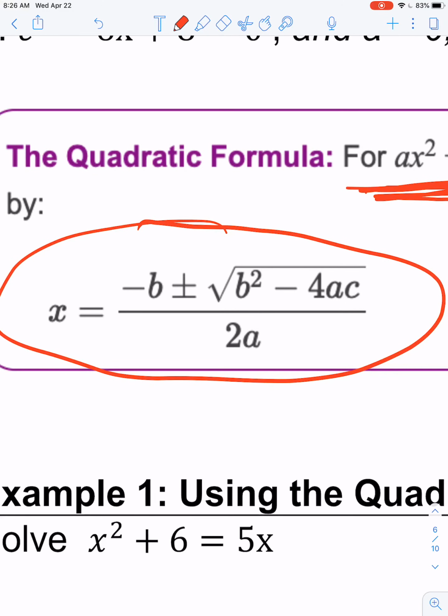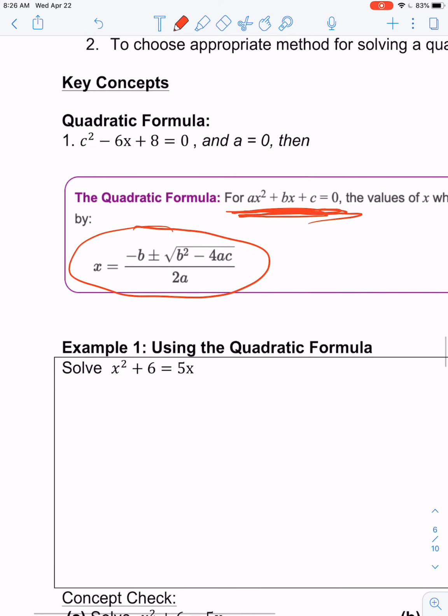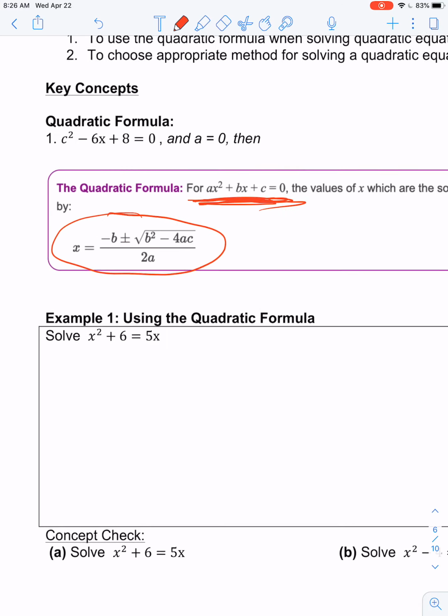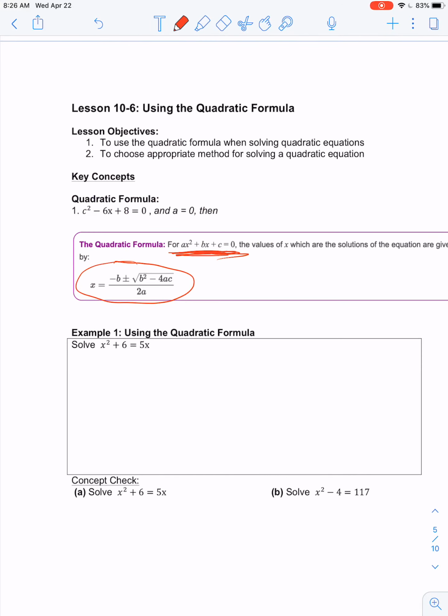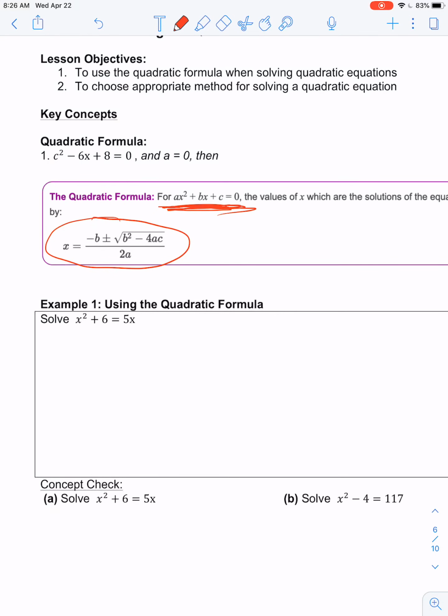I want everyone right where you are right now to grab a note card or a piece of paper and a pencil and write this down 3 times in a row. So go ahead and pause the video. This is a formula we're all going to have to know. Negative b plus or minus the square root of b squared minus 4ac over 2a.